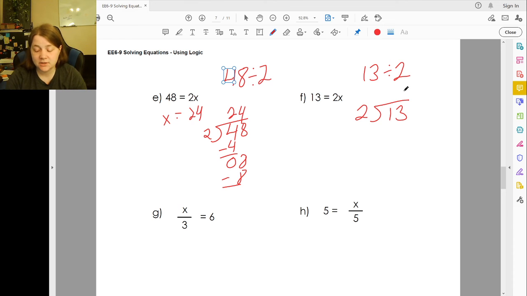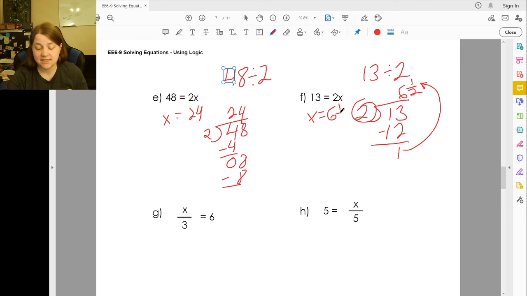So 2 goes into 13 6 times. 2 times 6 is 12. That means we have 1 left over. So I'm going to turn that 1 into a fraction. Put it all the way at the top in the numerator. That makes 6 and 1/2. So here, x is the same as 6 and 1/2.